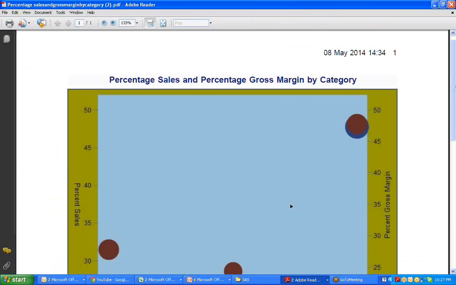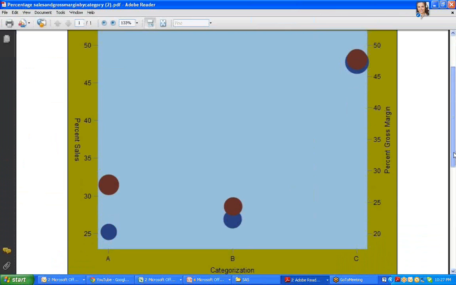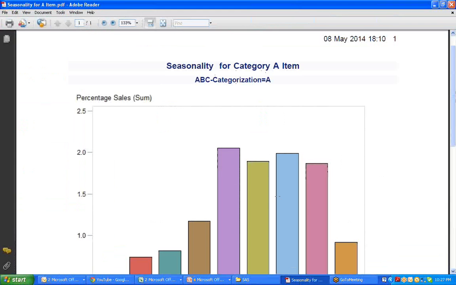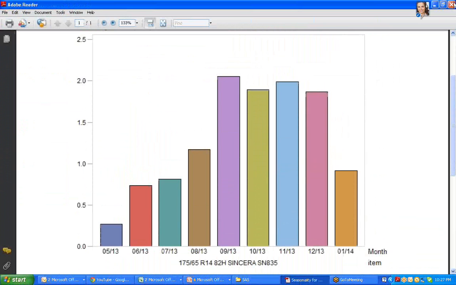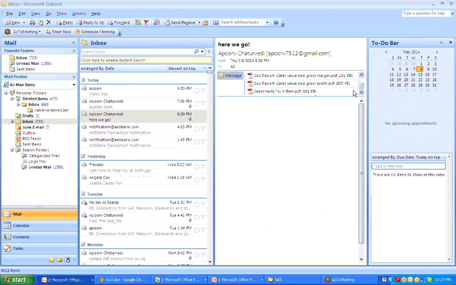And the last one here, of course, is that we looked at the same graph by category C. Again, the red and the blue bubble. Sorry, just one second. Then the last one is that we look at the seasonality. So here we have plotted the seasonality for a single item and taken it up from there. So with this, we come to the end of our presentation, and we look forward to any feedback.